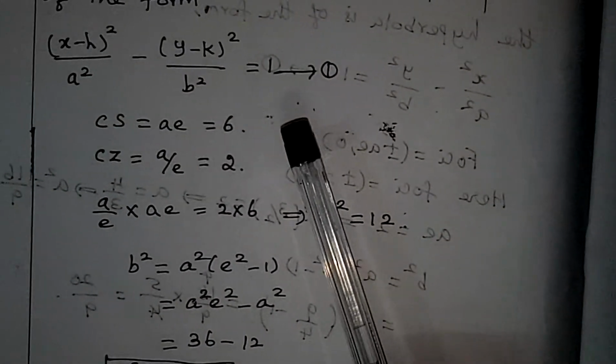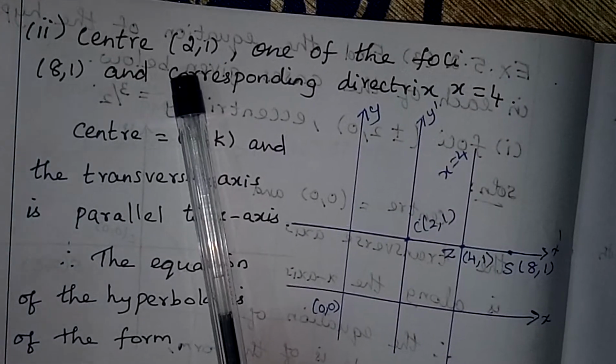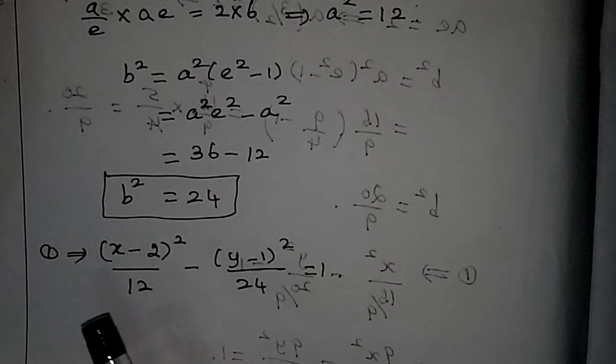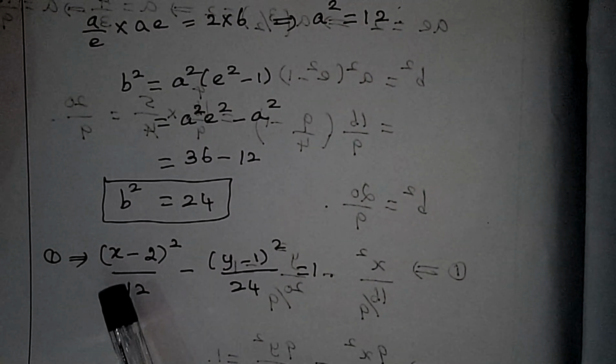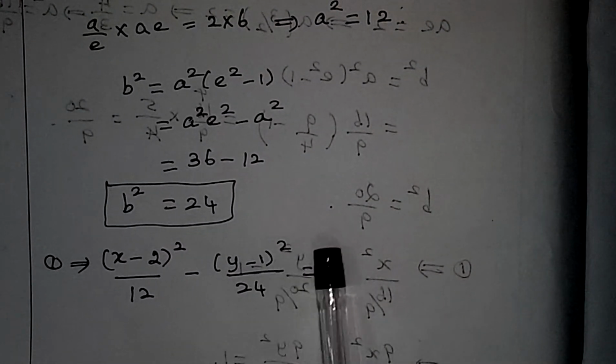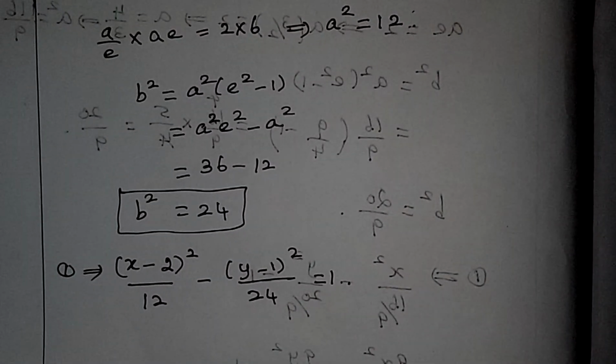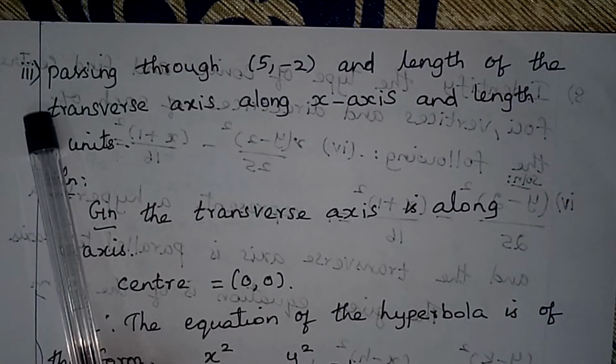So we know the value of A square as well as B square. You can replace them here. And (h, k) is the center. The center is also given in the question: it is (2, 1). So when we replace everything, you get the answer like this: (x minus 2) the whole square by 12 minus (y minus 1) the whole square by 24 is equal to 1.